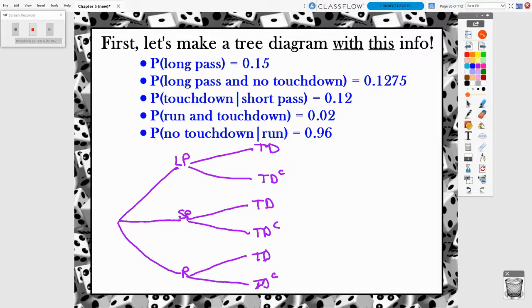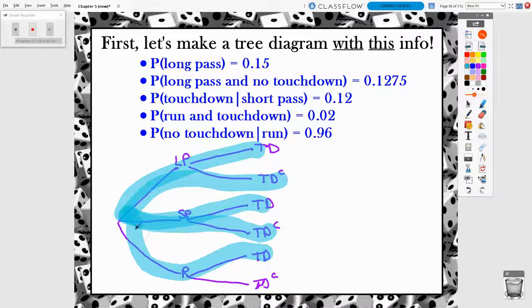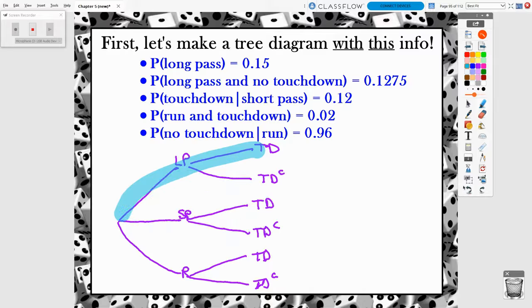So in the end, how many different possibilities could happen here? 1, 2, 3, 4, 5, and 6 different possibilities in the end, right? Three of them involve scoring a touchdown, and three of them involve not scoring a touchdown. So now let's figure out where these probabilities belong. So first off, probability of a long pass, 15%. So long pass, that's this first branch right here. So we can put 15%, 0.15, right there.